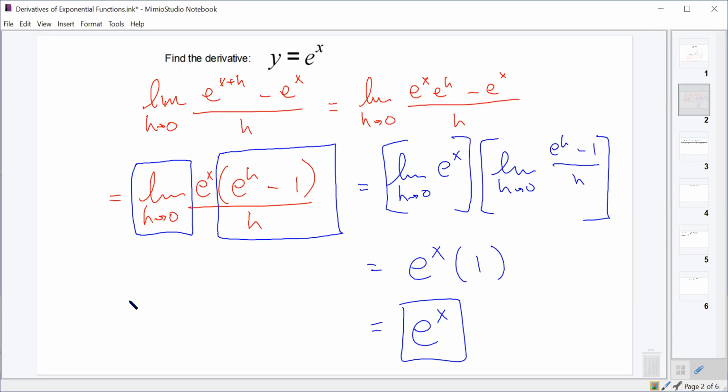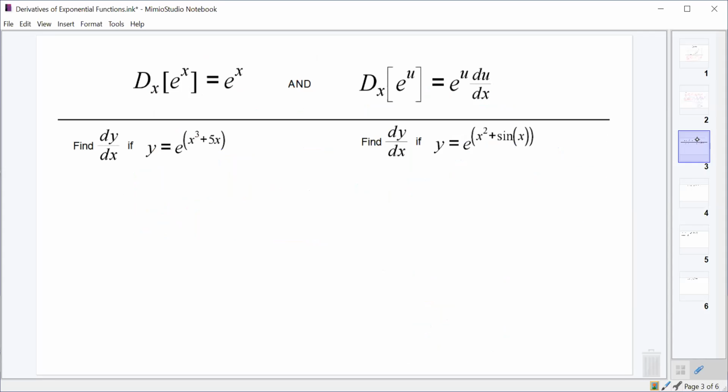y equals 0, right? Take the derivative of 0, you get 0. That's the other one. So e to the x and 0 are the only functions that when you take their derivative, you end up with the same thing. But this is very important. The derivative with respect to x of e to the x is e to the x.